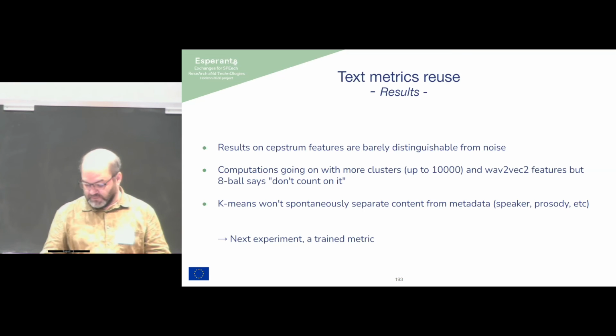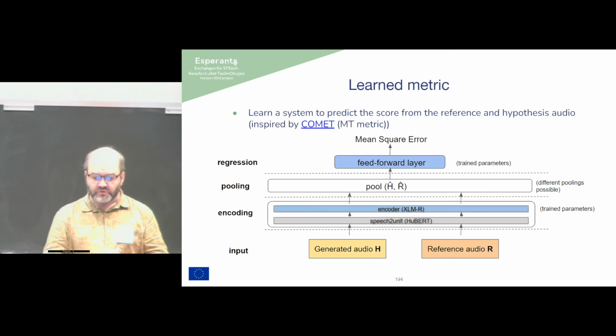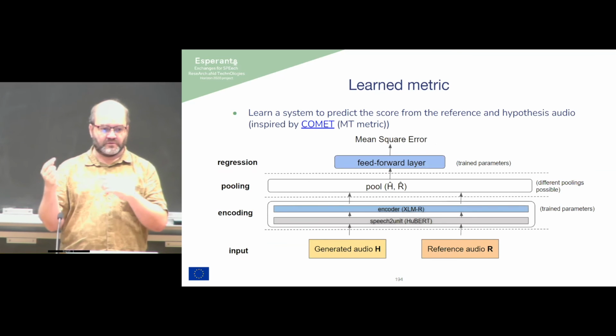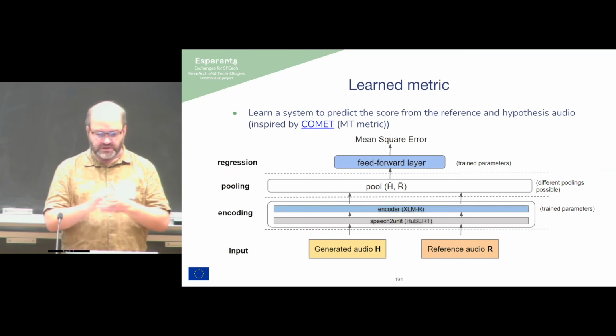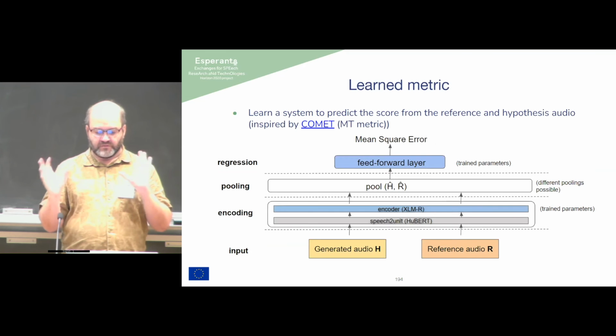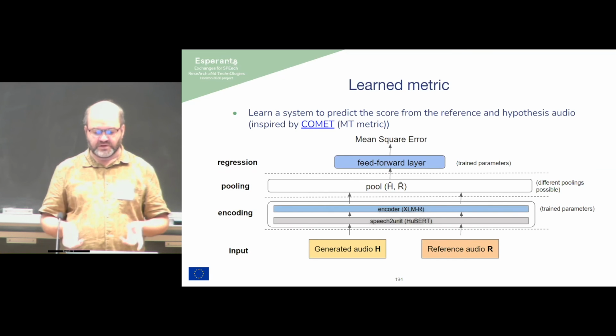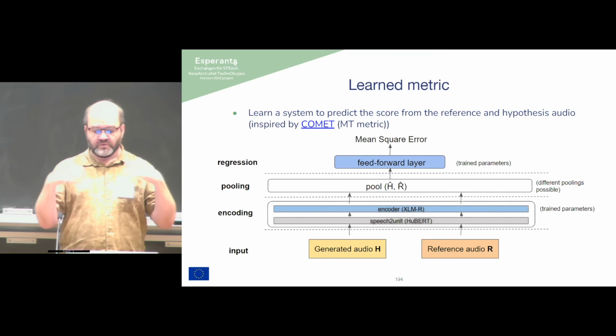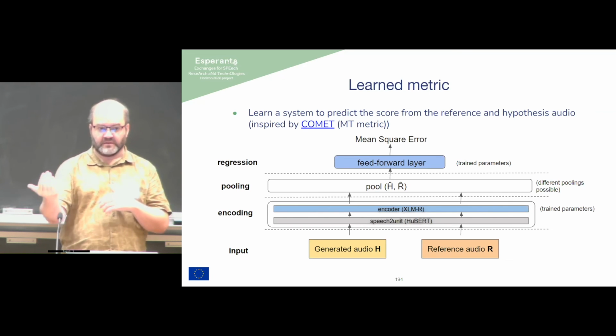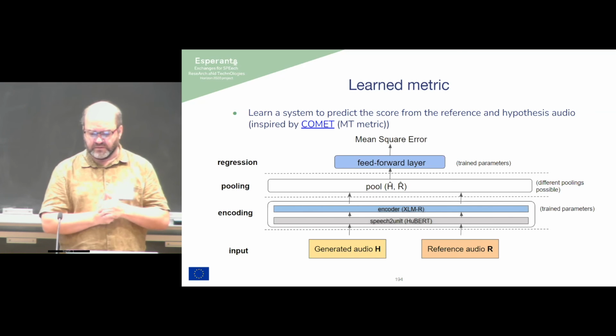So, well, we did the other version, which is a trained metric. To build a trained metric, we were inspired by COMET, which is a machine translation metric on text that tries to predict human evaluations. We did an equivalent for speech, where you take the reference and the hypothesis speech, you make units with HuBERT, then you use an XLM-R to make an encoder, you pool, add a feed-forward layer, and you try to predict the metric you want, chrF in that case.